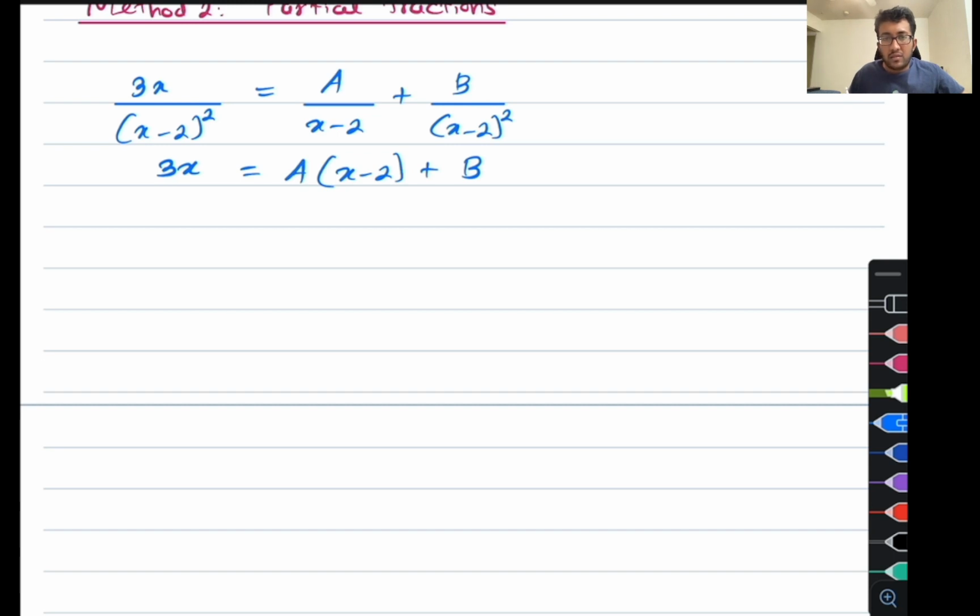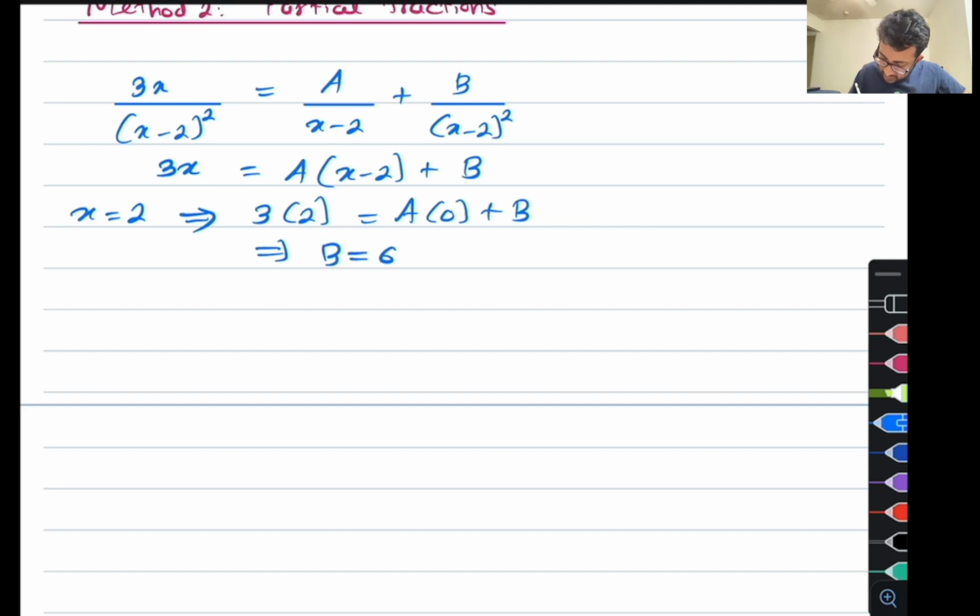Now I can find the values of a and b very easily. So what can I do? First I can substitute x equals 2. Then I would get 3 times 2 is equal to a times 0 plus b. So this would give me b is equal to 6.